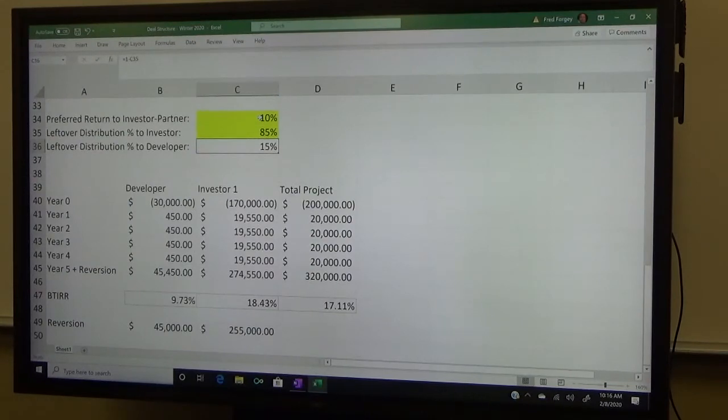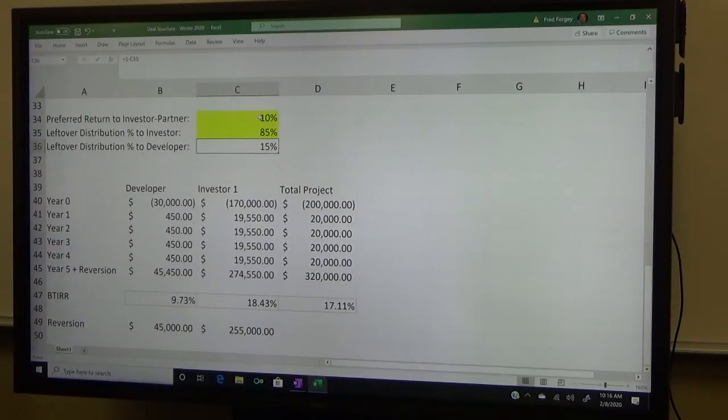The investor's getting their 10% of the 170. Yep. Plus 85% of the remaining 3,000. Yep. From distribution, and 85% of the reversion as well. Yep. So basically, you're not incentivizing the developer to do squat in this scenario.